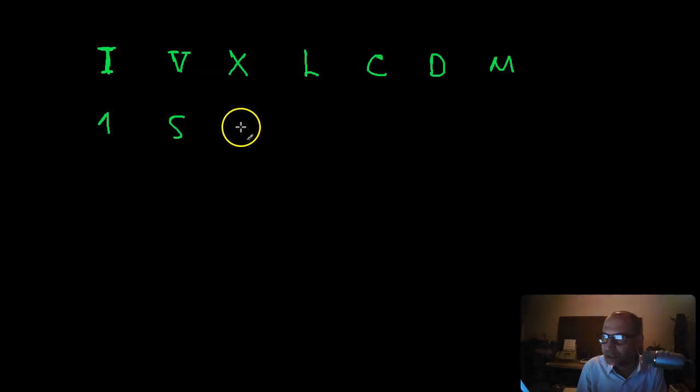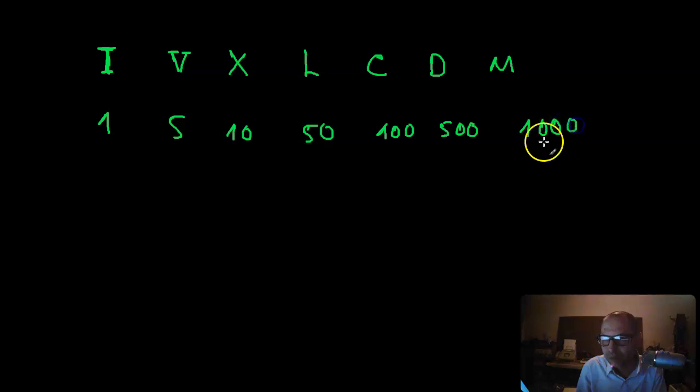For example, you have this character that looks like an I, and then you have this character that looks like a V. You have this character that looks like an X, L, and then you have C and D and M. So the integer value of this character is a 1. This is a 5. The X is a 10. The L is a 50. The C is a 100. The D is a 500. And the M is a 1000, right?